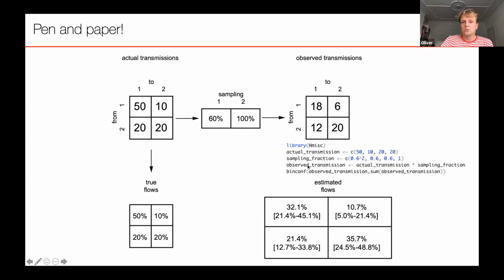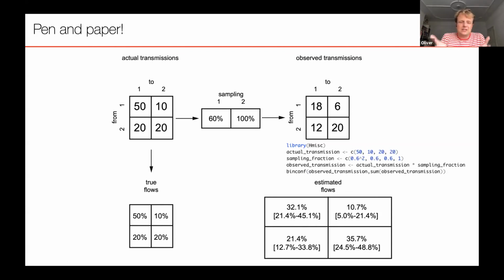And using binomial confidence intervals, we can work out the proportions. You can see that for transmission from 1 to 1, it's actually 50%, but the binomial confidence interval doesn't even include 50%. That's because if you just apply binomial confidence intervals, there's no way to adjust for uneven sampling. And similarly, you're overestimating the proportion of transmissions from 2 to population group 2. You're estimating it's 35.7%, but in reality, given these values, it should be 20%.